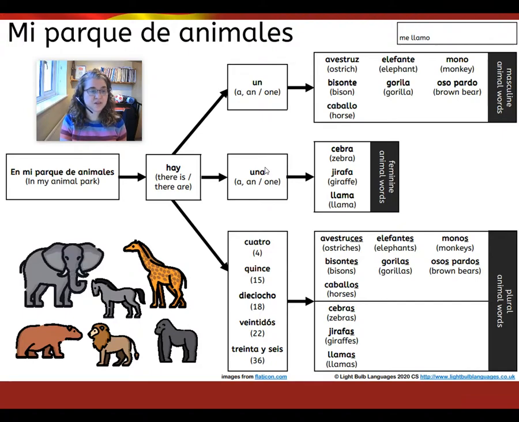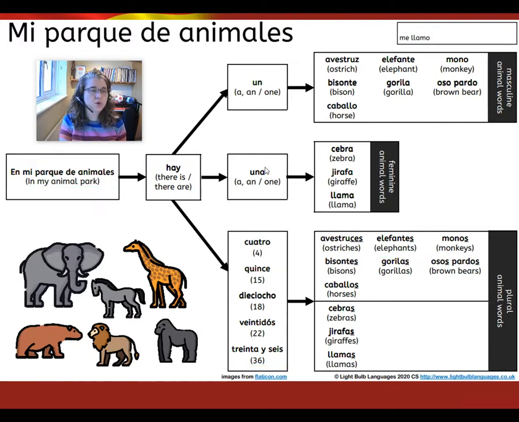That's a lot of elephants. In my animal park, there are 36 elephants. En mi parque de animales hay 36 elefantes.